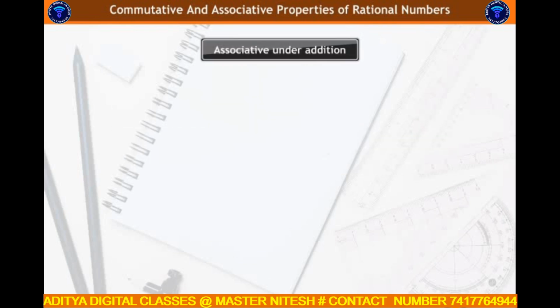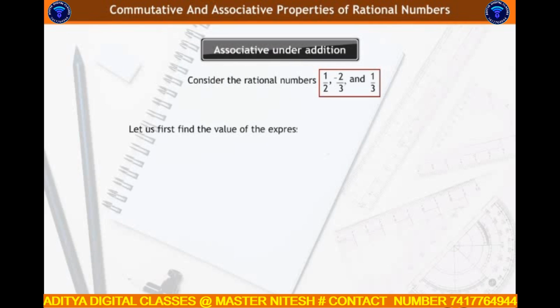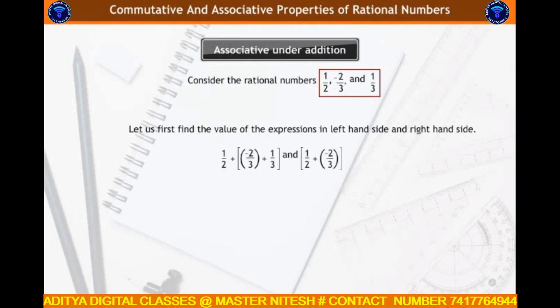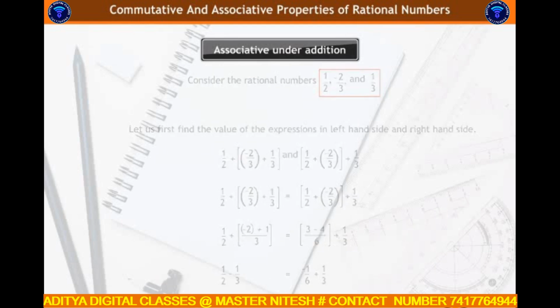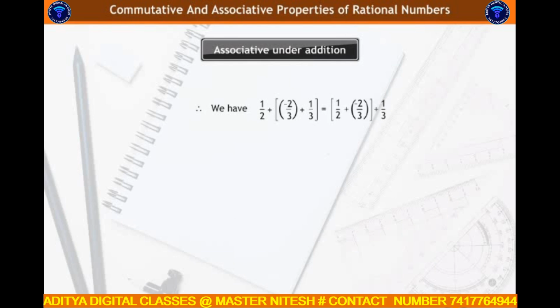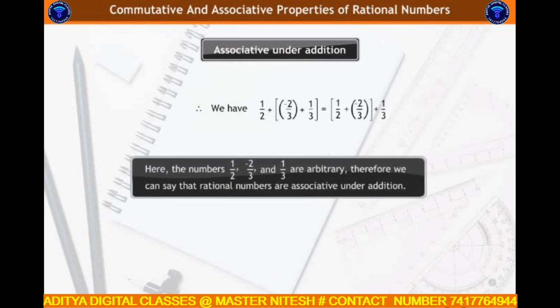Associative under addition. Consider the rational numbers 1 by 2, minus 2 by 3 and 1 by 3. Let us find the value of the given expression in the left-hand side and right-hand side. Solving both side expressions, we conclude that both sides are equal. The numbers are arbitrary, therefore we can say that rational numbers are associative under addition.